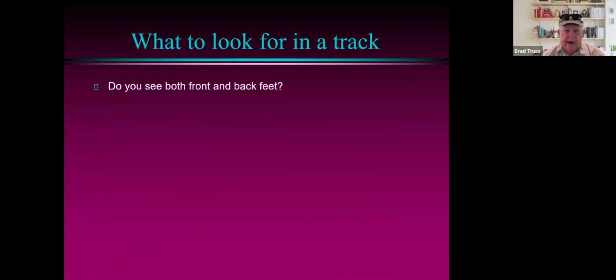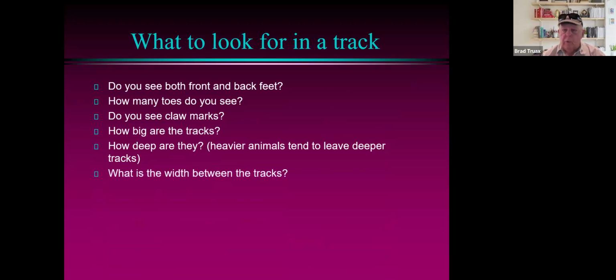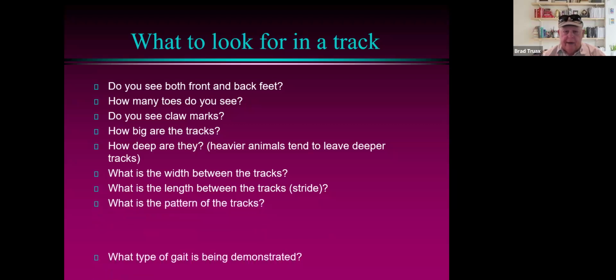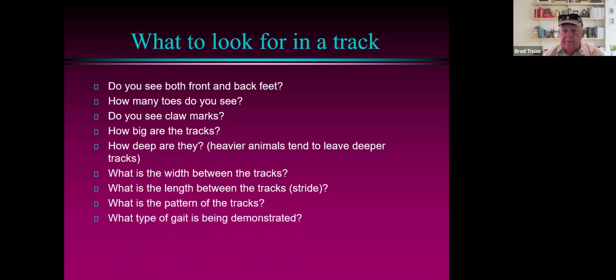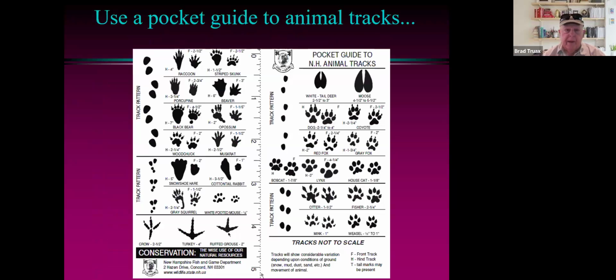So what do you look for in a track? Do you see both front feet and back feet? How many toes do you see? Do you see any claw marks? How big are the tracks? How deep are they? Keeping in mind that heavier animals tend to leave deeper tracks. What's the width between the tracks? What's the length between the tracks? Basically, the stride. What's the pattern of the tracks? And what type of gait is being demonstrated? Is it likely that there's more than one type of track or more than one animal? And are there nearby signs like a sit down?